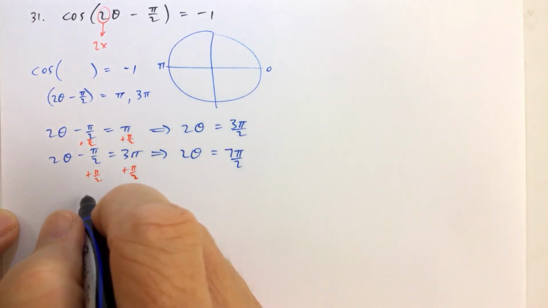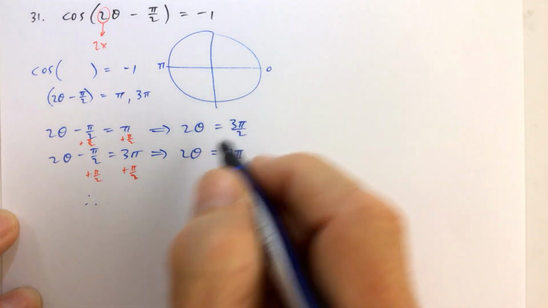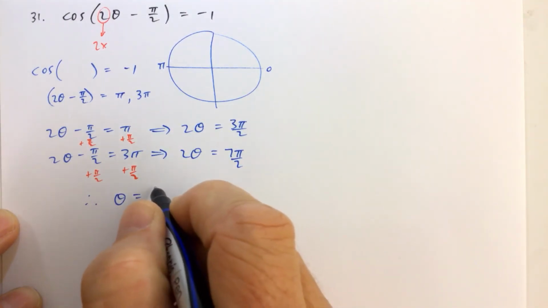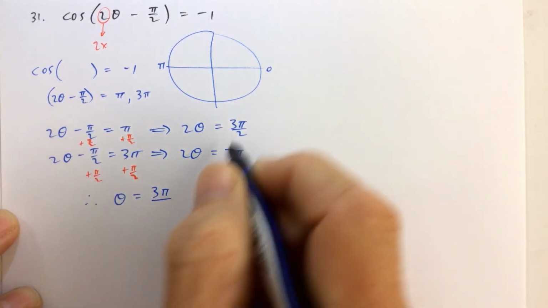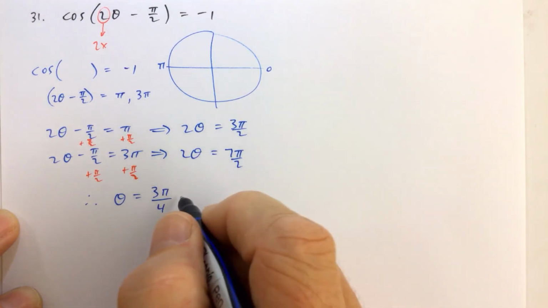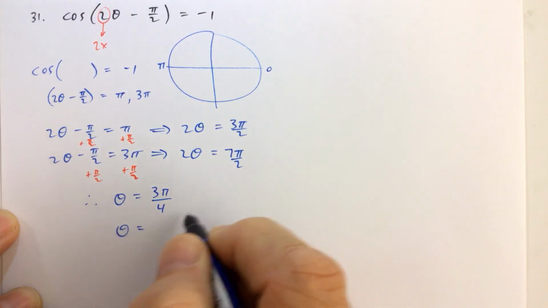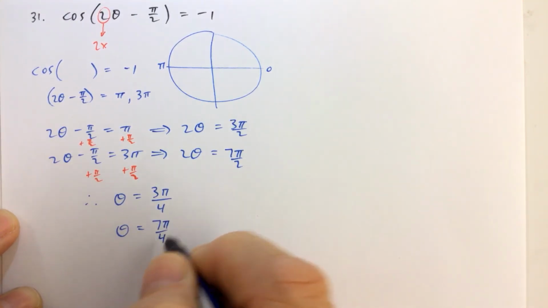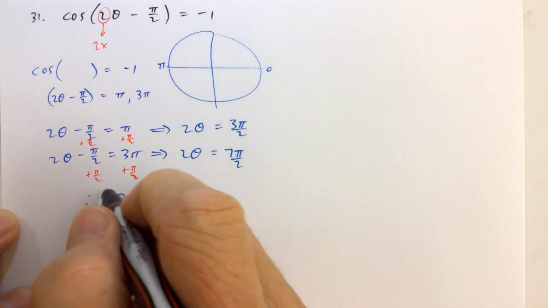And so therefore, from the first equation, when we divide both sides by 2, we get theta is equal to 3 pi over 4. And then when we divide the second equation by 2, both sides, we get theta is equal to 7 pi over 4. So those are the two solutions.